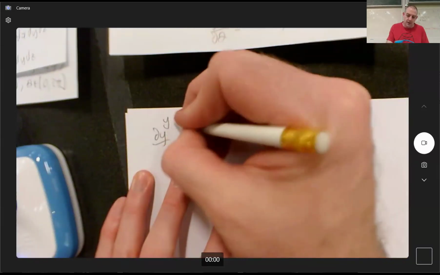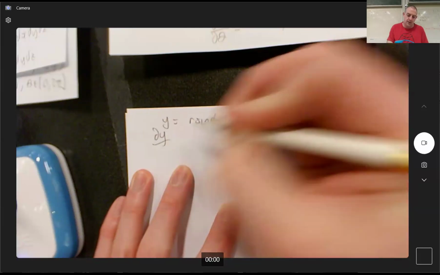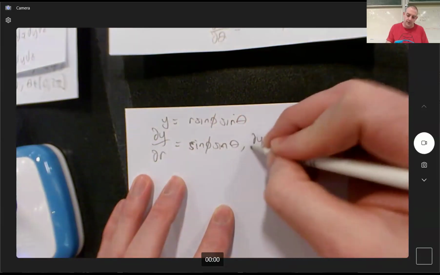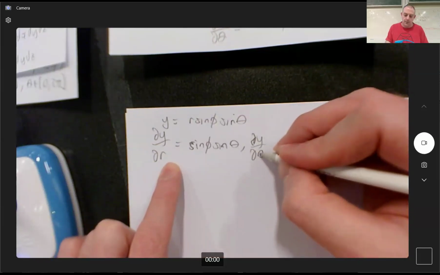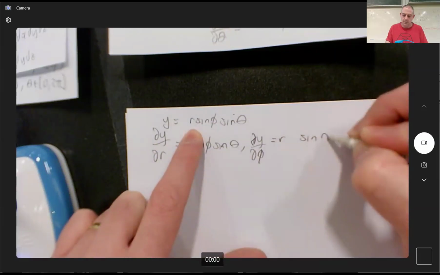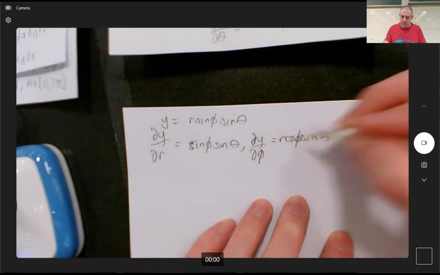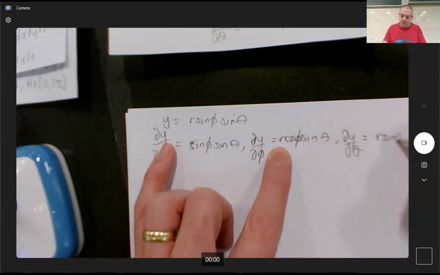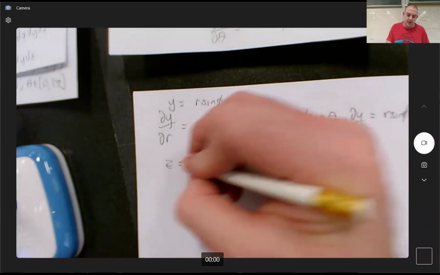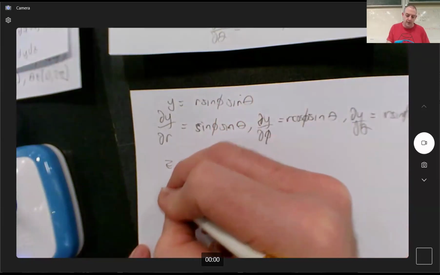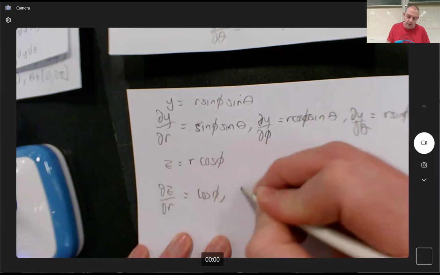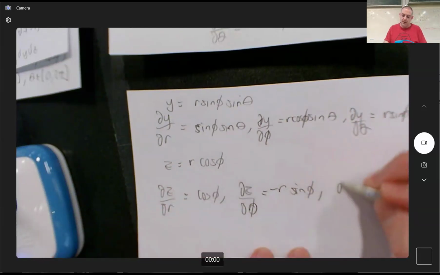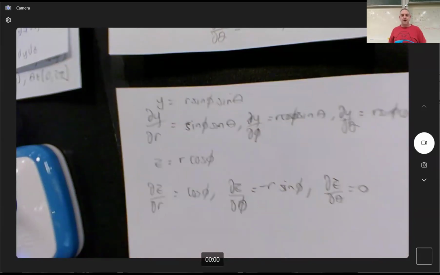dy, y is r sine phi sine theta. So dy on dr is sine phi sine theta. Dy on d phi is r cos phi sine theta, and dy on d theta is r sine phi cos theta. And the z is r cos phi. So dz on dr is cos phi, dz on d phi is r is still there, minus sine phi, and dz on d theta is 0 because there is no theta in z.